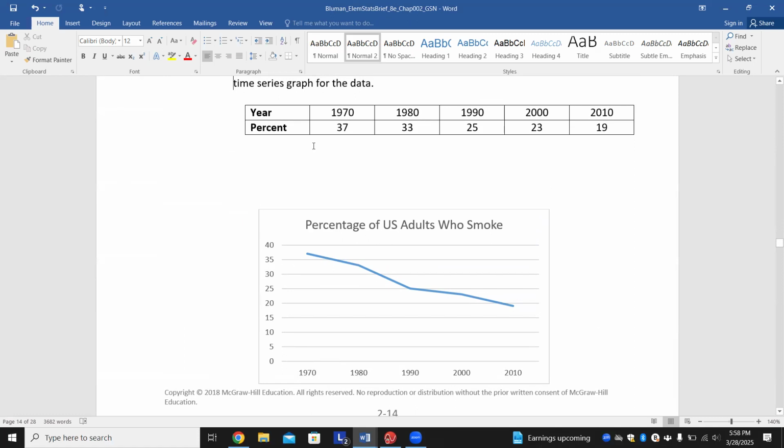I have a title. And then the way they do this is, again, in 1970, there's about 37%, which is located right here. 1980 goes to about 33%, so that's located here. 1990 is about 25%. 2000 was 23%, and 2010 was 19%. So they plotted all of their points and then connected them with a linear line, not curves, but a straight line. So it is very similar to a line graph, but over a specific time.